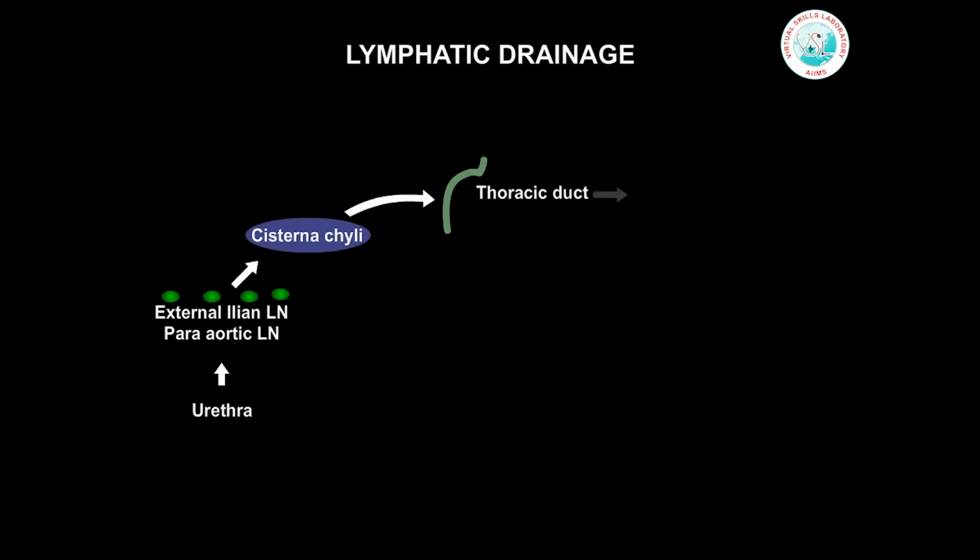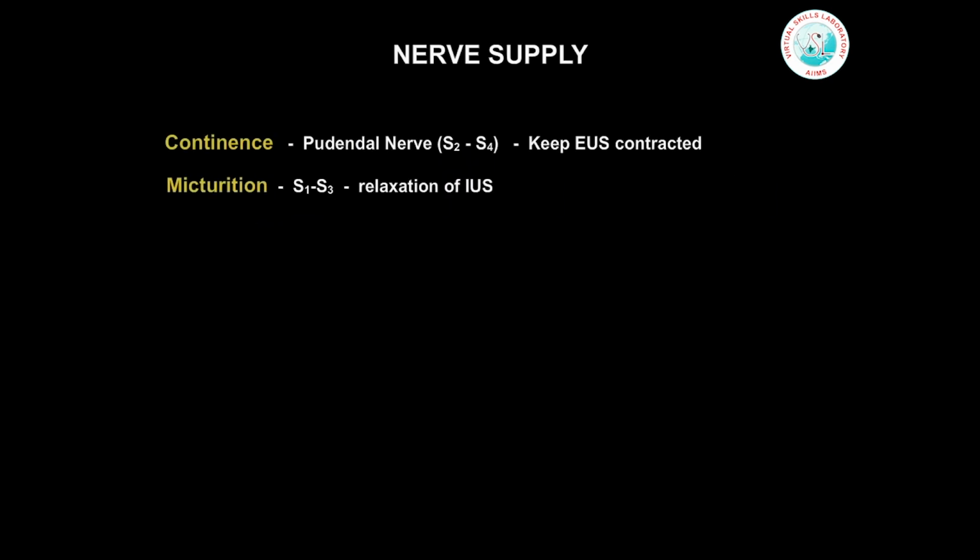Some of the lymph vessels from the urethra go to the external iliac lymph nodes and para-aortic lymph nodes, and from there into the cisterna chyli, thoracic duct, and finally left supraclavicular lymph nodes. As we have discussed earlier, the innervation of the urethral sphincter is from both the somatic and autonomic nervous system.